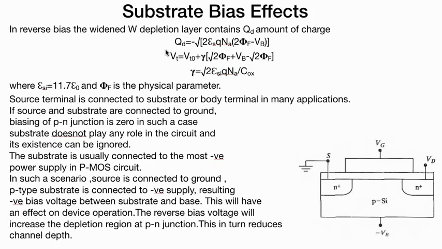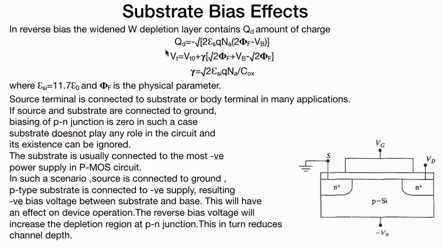is V_T0, that initial threshold voltage, plus gamma. What is gamma? Gamma, you can consider it to be a constant right now. Gamma in brackets, under root of (2 phi_F plus V_B), where V_B is the substrate voltage and phi_F is the Fermi level, minus under root of 2 phi_F.